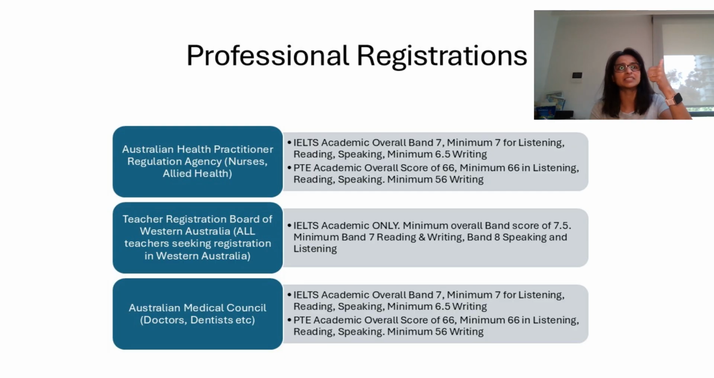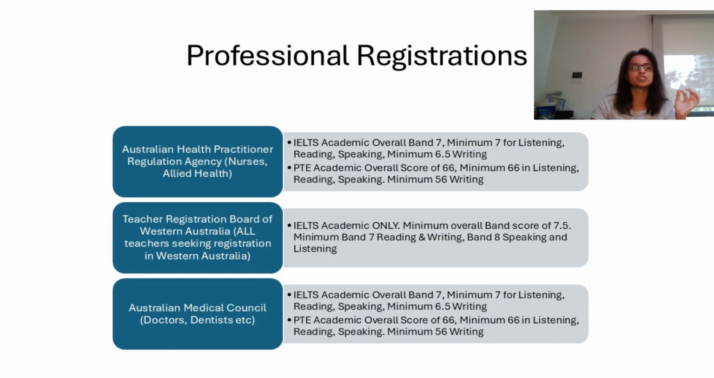Okay, 7 for listening, 7 for speaking, 7 for reading. But for writing, 6.5. What happens with PTE Academic? You need an overall score of 66 with a minimum of 66 in listening, reading, and speaking. And again, with the writing, it can be a little bit lower, 56. Okay, so far so good. Those were your professional registrations.